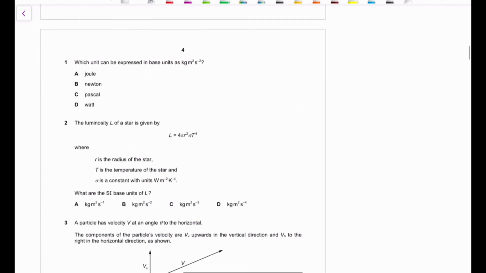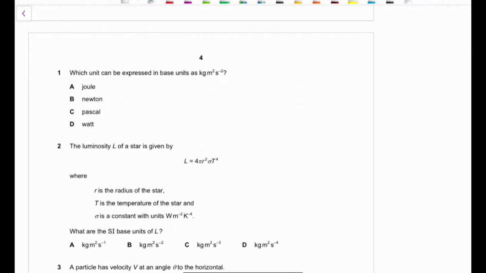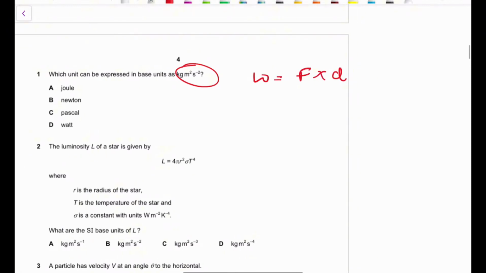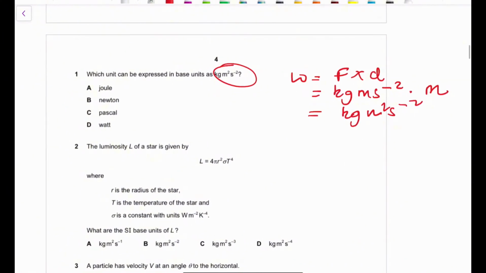Okay, so let's begin. The first question asks which unit can be expressed in base quantities as kg m squared s to the power of negative 2. If we look at the first one, which is the joule, we know work done is the force multiplied by the distance. The force is kg m s to the power of negative 2, multiplied by the distance, which is m. That gives kg m squared s to the power of negative 2. So the answer is going to be A.